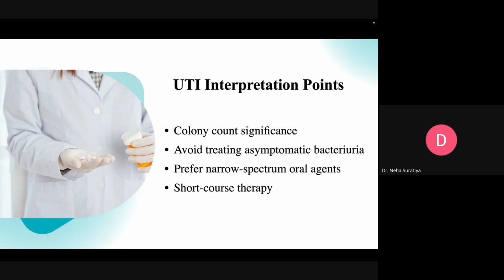See here, key point in UTI management: do not treat asymptomatic bacteriuria. Symptoms should be there. Always check colony count. Colony count is very significant. Why? You already have the answer, right? Because it can be false, it can be a contaminant. So the colony forming count will tell you whether it is pathogen related or a contaminant. So this is very important. Avoid treating asymptomatic cases, as I told you earlier. Prefer a narrow spectrum oral agent. Avoid unnecessary IV antibiotics, I will say. And if short course therapy is sufficient, then choose that. So the pharmacist must actively prevent over treatment, guys, in UTI cases.